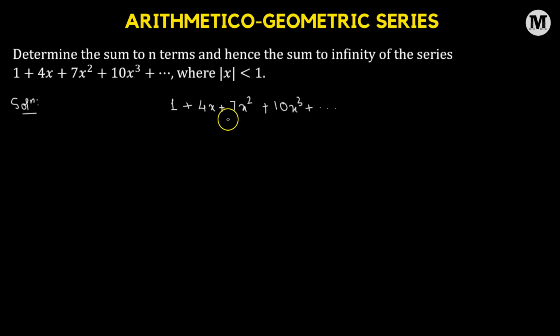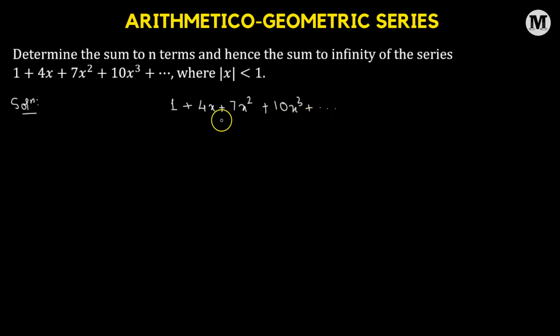Also, this series is not geometric because it does not have a common ratio. If we take the second term, which is 4x divided by 1, that gives us a ratio of 4x. But if we take 7x squared and divide it with the previous term 4x, that does not give us the ratio 4x, which means that it also does not have a fixed common ratio. So this series is neither an arithmetic series nor a geometric series.